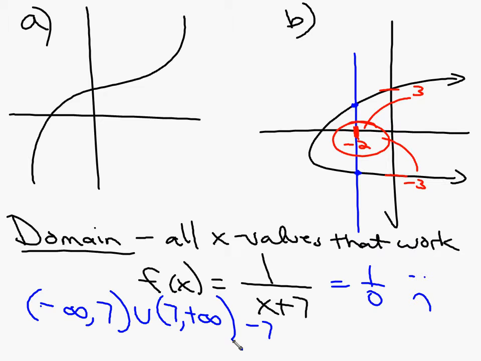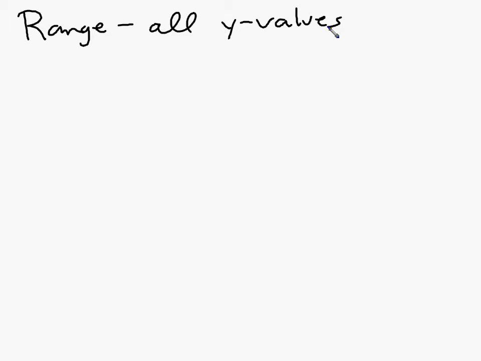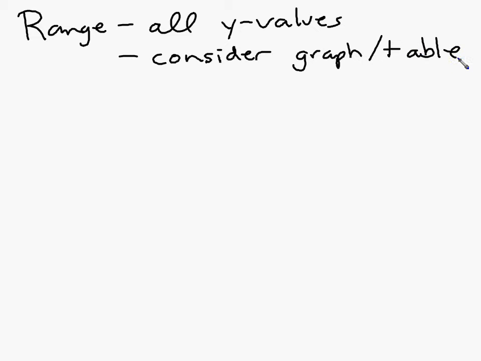All right? And then range is all the y values that it spits out. Okay? And excuse me for my mistake, this should be a negative 7 there. Okay? Range is all the y values, of course, that it spits out. All right? And we usually have to consider this either from the graph, or the table on this one, to figure out range, because we have to look at the y values.